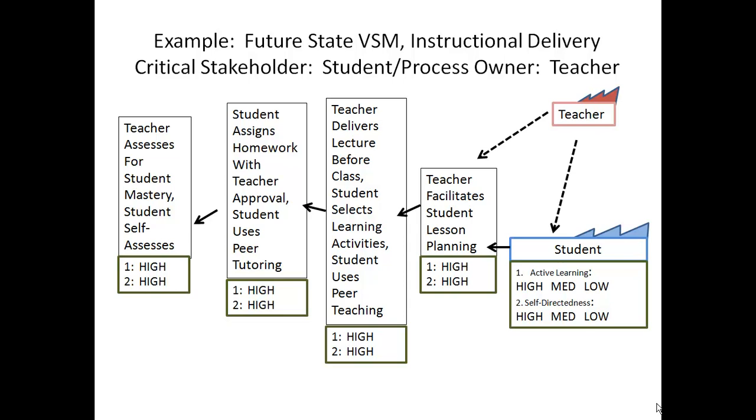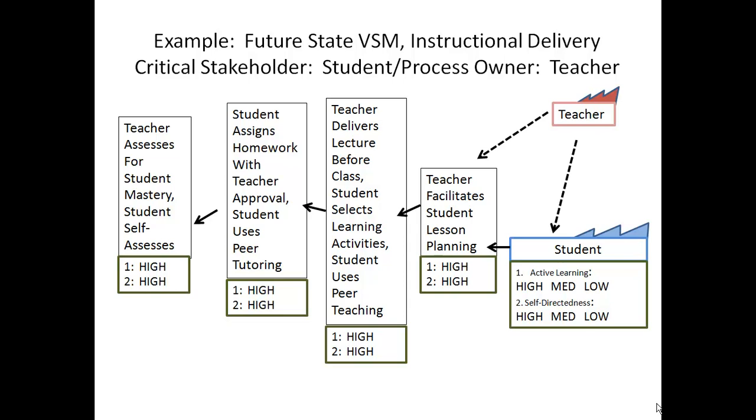Now what happens is that based on what happened in that class period, with the teacher facilitating student learning and facilitating peer teaching, now the student is going to self-select homework with teacher approval. And there's going to be arrangements, if they're needed, for peer tutoring that happens. Again, the role is very different here, where the student is very active in learning and self-directing.